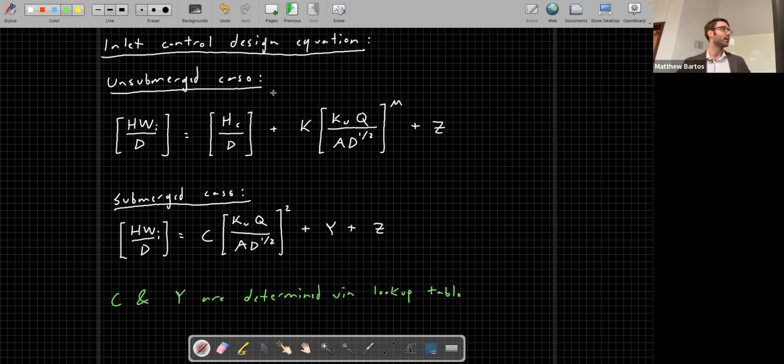It is unsubmerged if the following expression holds. If K_U Q divided by A times D to the 1/2 power is less than or equal to 3.5, it's considered to be unsubmerged. It's considered to be submerged if that same expression is greater than or equal to 4.